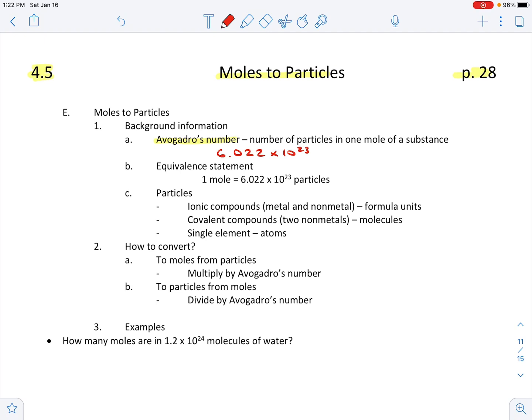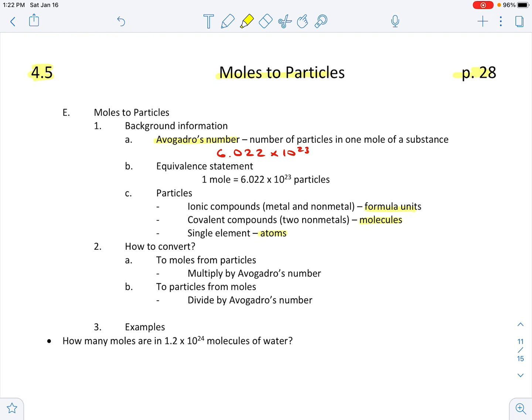All right, so particles, there are actually 3 different ways to label our particles. We have ionic compounds, which is a metal and a non-metal, right? And we label those with formula units. If we have a covalent compound, that's 2 nonmetals, we label those with molecules. And if we have a single element, we label it with atoms.